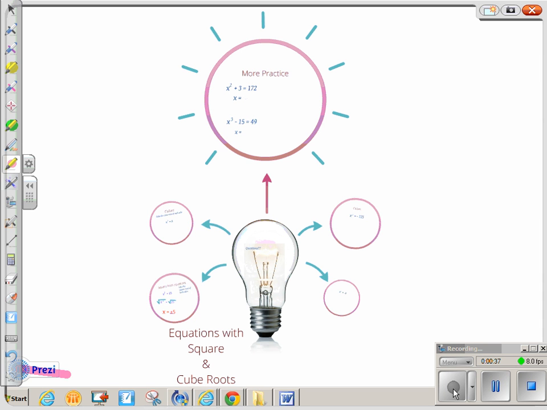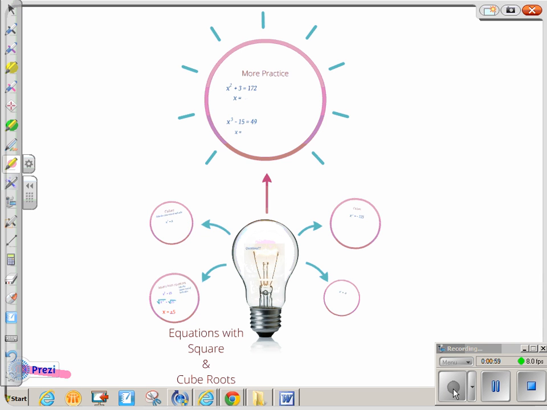So equations with square roots and cube roots. Also, your I can statement today is I can solve equations with perfect square and cube roots in the form x squared is equal to p and x cubed is equal to p. All that means is that you're going to be trying to solve for x in both cases. So let's look at our first bubble.